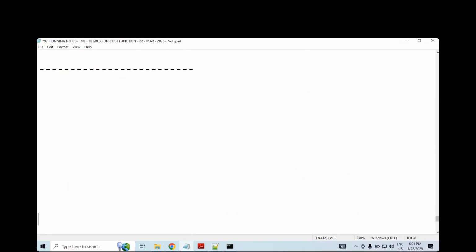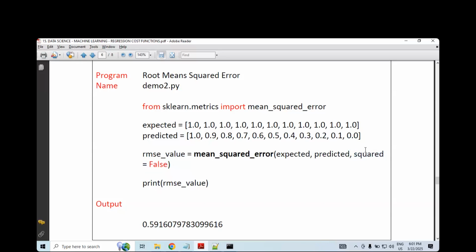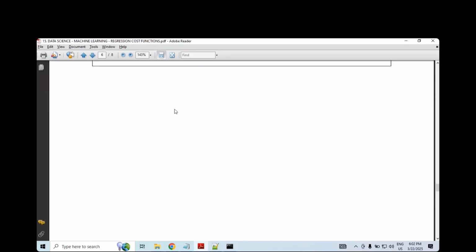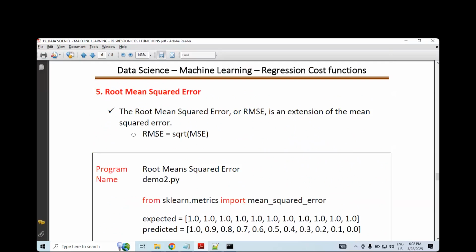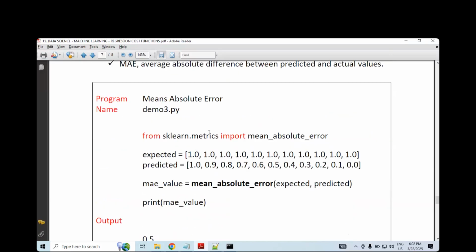Any idea? Total how many metrics? What is the first one? MSE. The second one? RMSE. Third one? MAE. This one I need to update, because they have changed, they modified it. Now move to the next one. RMSE, just a root we need to apply. Mean absolute error. This function is valid.